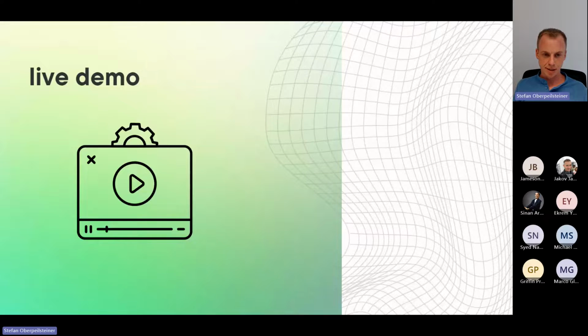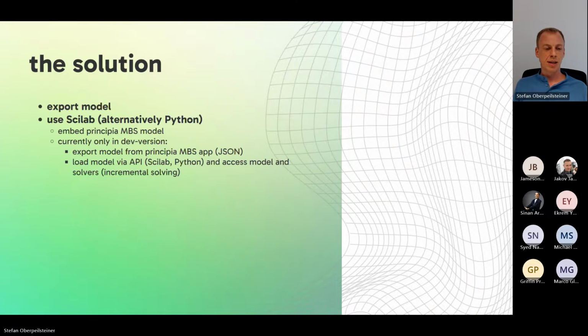So let's jump into the presentation again. So what is needed then? Just to clarify, this is nothing that can be done with the current version of Principia that is online. It's just in our dev version. So one can then export the model. And in my case, I used Scilab, so something like MATLAB, but it's a free tool. Alternatively, one could also use Python.